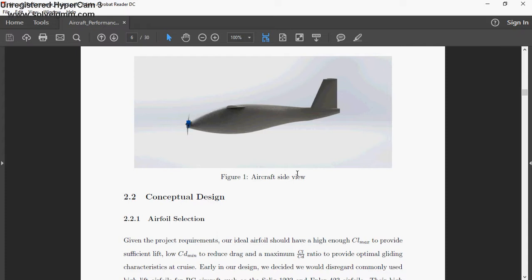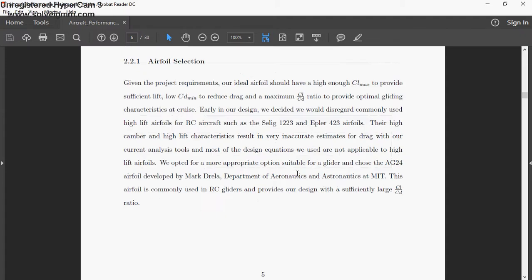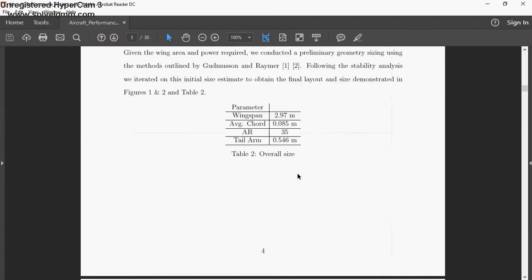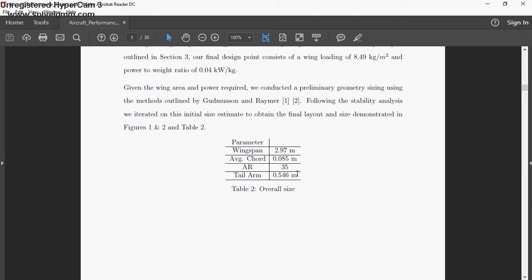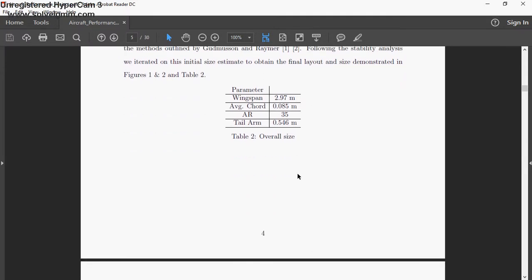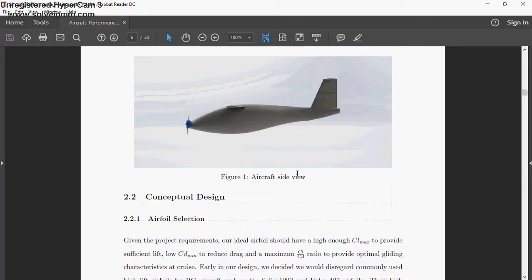Following our performance and stability analysis, our final design point consists of a wing loading of 8.49 kilograms per meter squared and a power-to-weight ratio of 0.04 kilowatts per kilogram. Given the wing area and power required, we conducted a preliminary geometry sizing using the methods outlined by Gudmundsson and Raymer in their aircraft design textbooks. And finally, following the stability analysis, we reiterated on this initial size estimate to obtain the final layout and size demonstrated in the table on the screen.